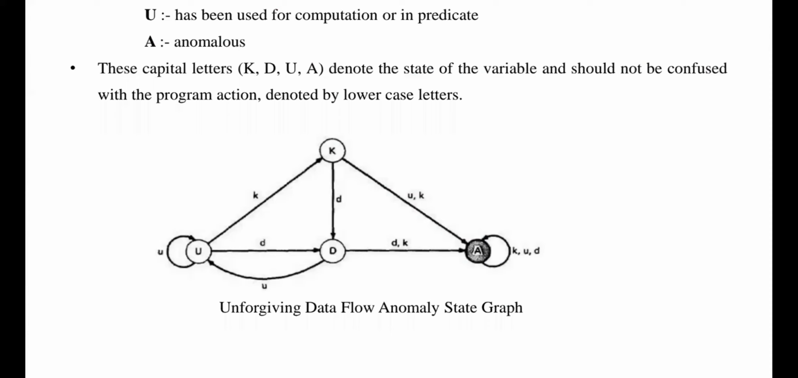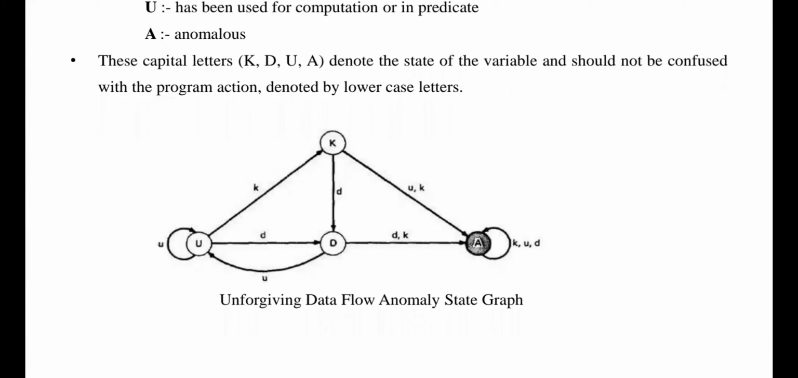These are all actions that are performed between the states. Okay, they will be represented in small letters. That's why the states are represented in capital letters, to avoid confusion. To clear the confusion between the states and actions, we are representing all the states in the graphs in capital letters. Okay, this is an example of a given data flow anomaly state graph.